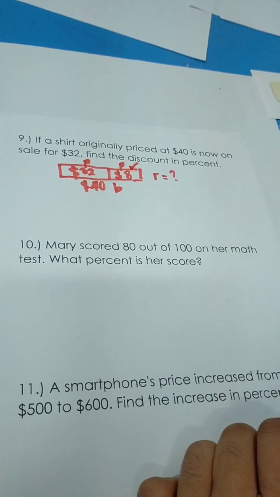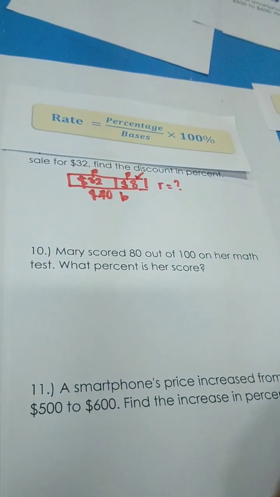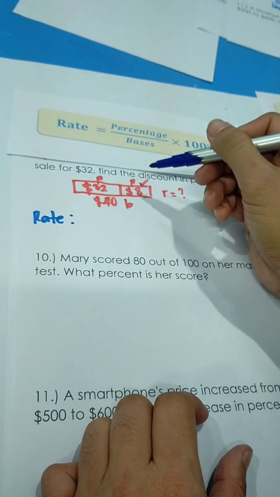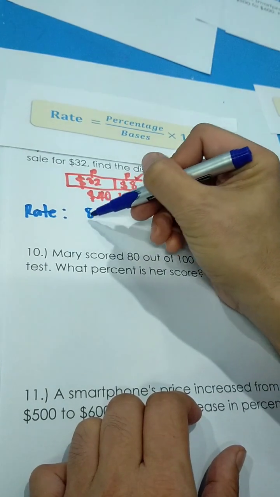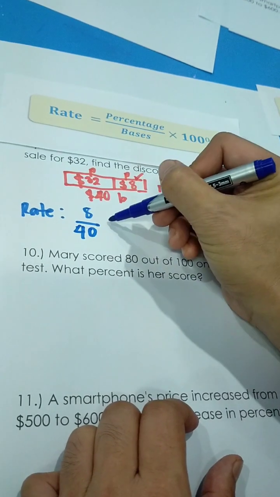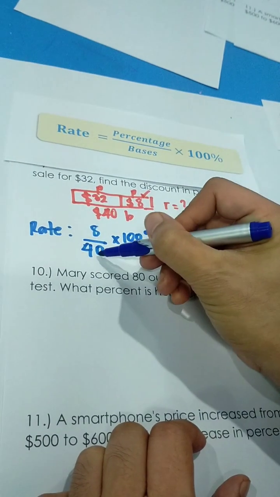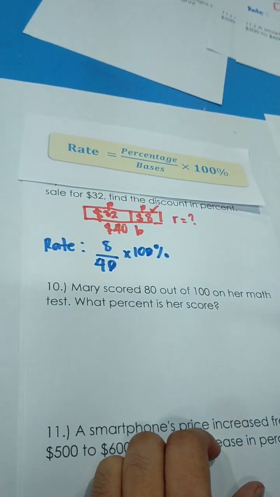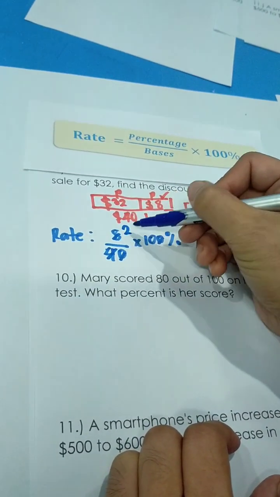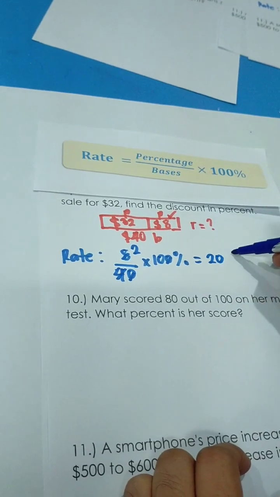Using the formula for our rate, percentage is 8, the base is 40, times 100%. Pair the zeros. 8 divided by 4 is 2. 2 times 10 is 20%.